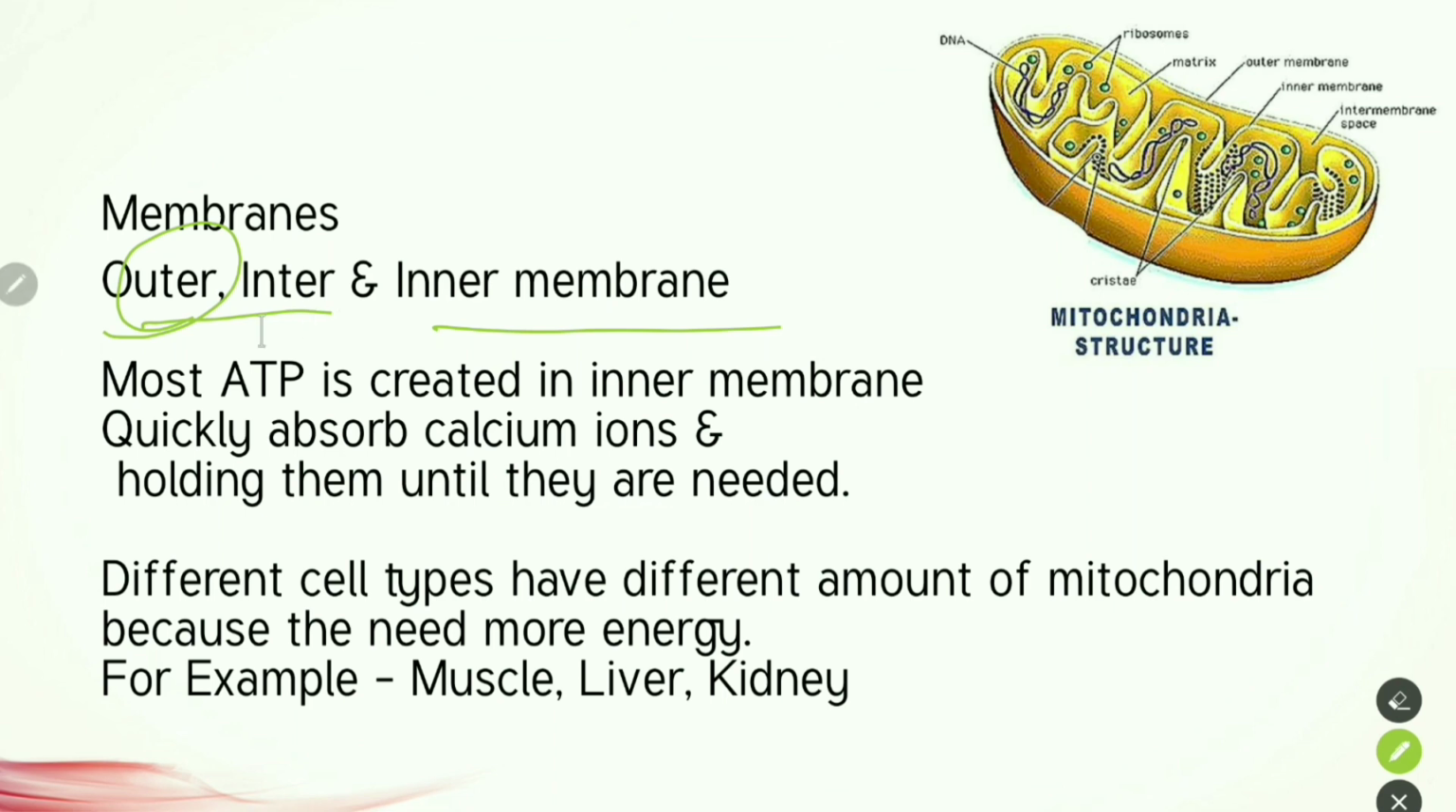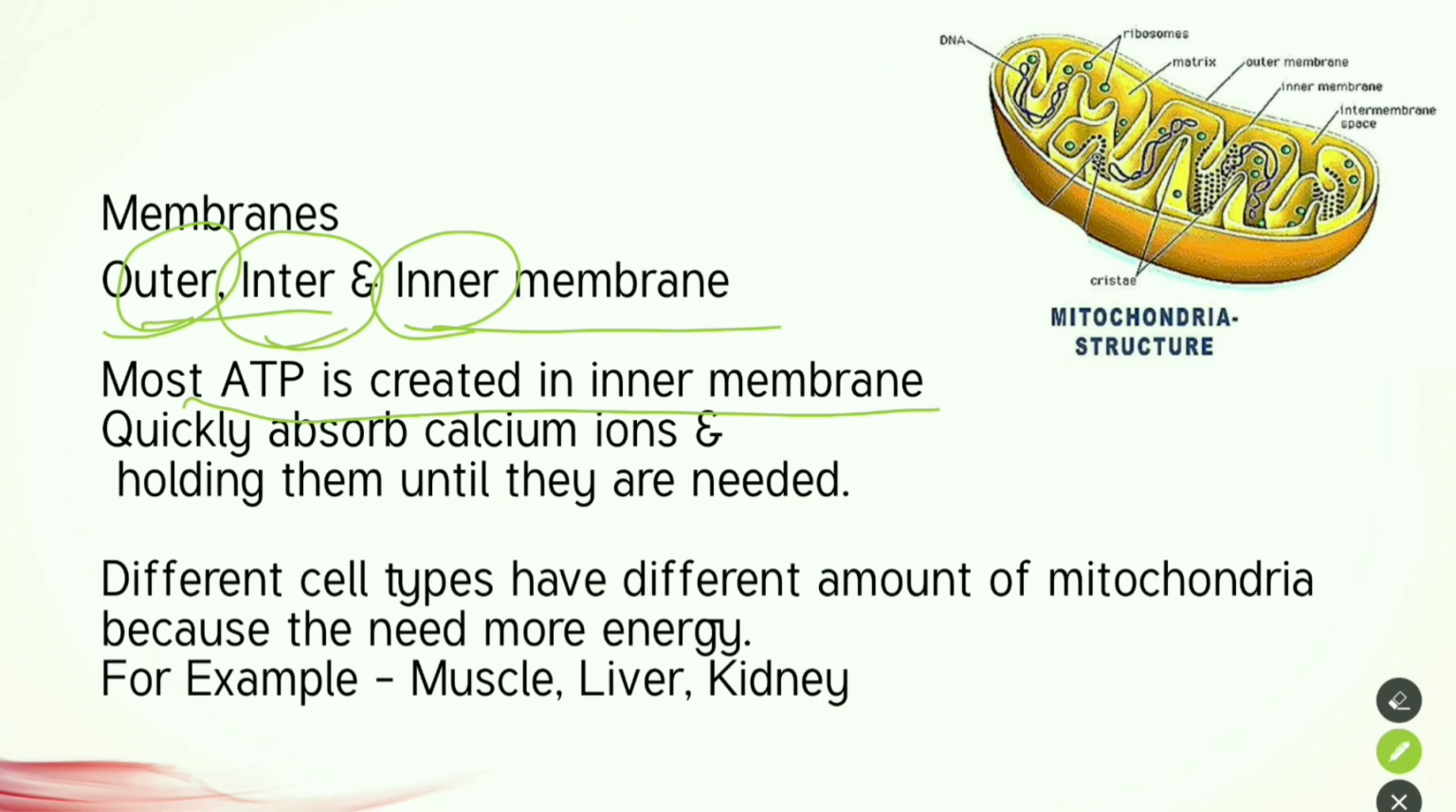Then we have the intermembrane space, which is the area between the inner and the outer membranes. Then we have this inner membrane. The inner membrane holds proteins that have several roles. Because there are no porins in the inner membrane, it is impermeable to most molecules. Molecules can only cross the inner membrane with special membrane transporters. The inner membrane is where most of the ATP is created.